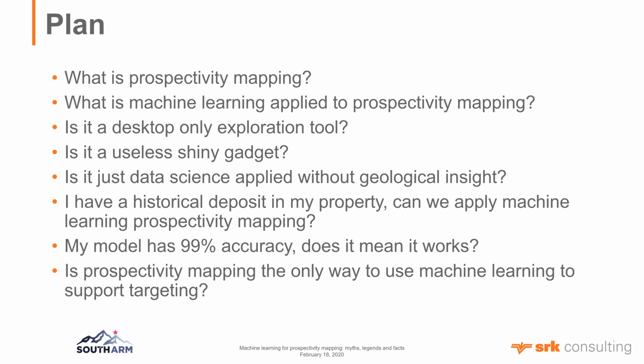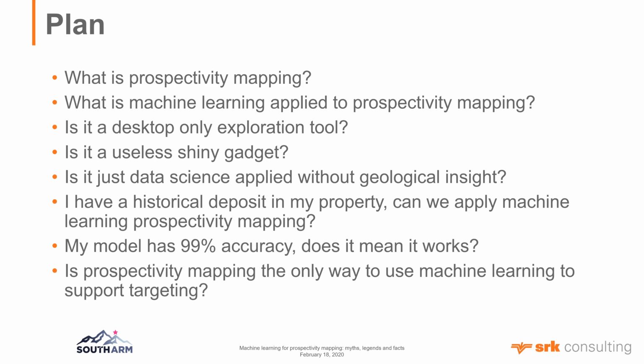I have a historical deposit in my property. Can we apply machine learning prospectivity mapping? My model has 99% accuracy. Does it mean it works? And finally, is prospectivity mapping the only way to use machine learning to support targeting? So yeah, after this presentation, I'll be open to any additional questions you might have.